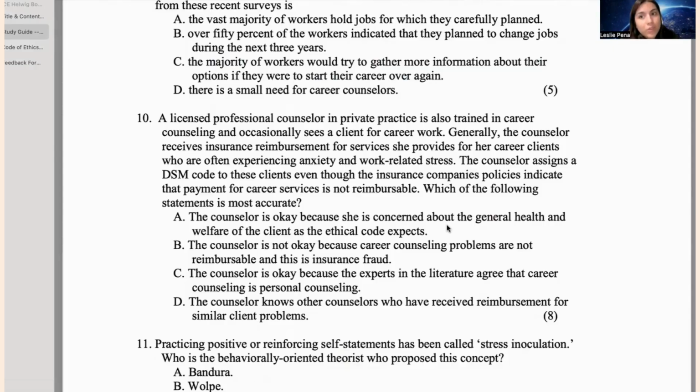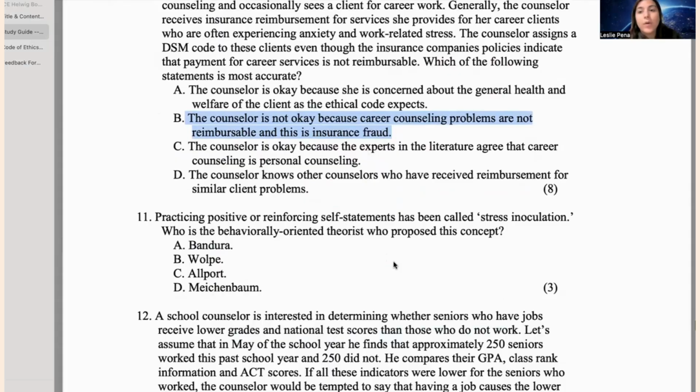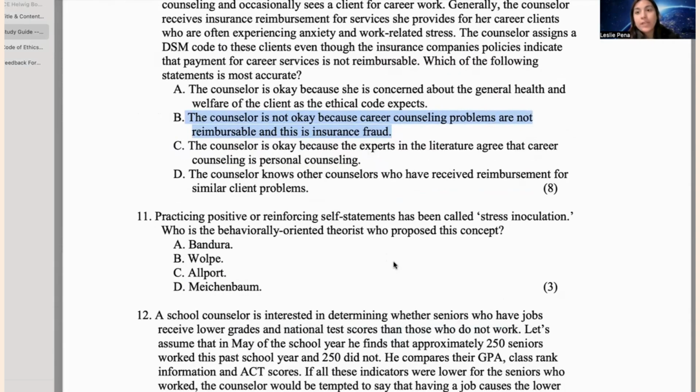So, unfortunately, this is fraud. The answer to this one would be B. The counselor is not okay because career counseling problems are not reimbursable, and that is insurance fraud. It might be tempting because you want to help the client and you don't want to make them pay as much. But unfortunately, it's not one of them.